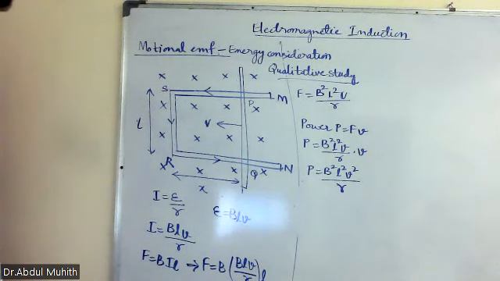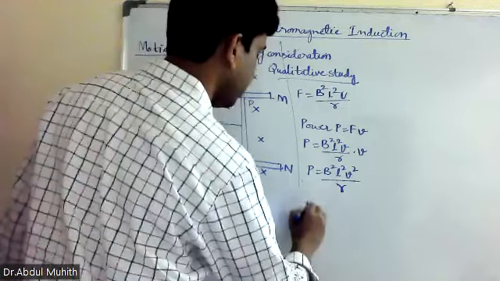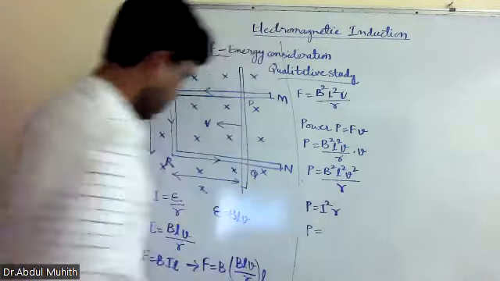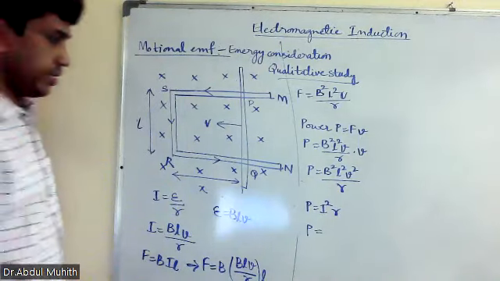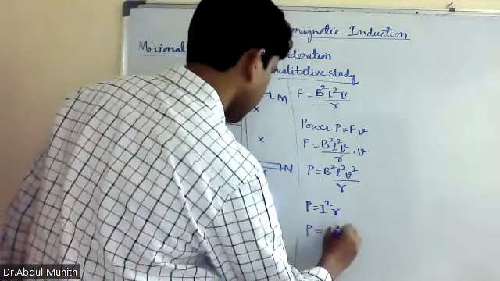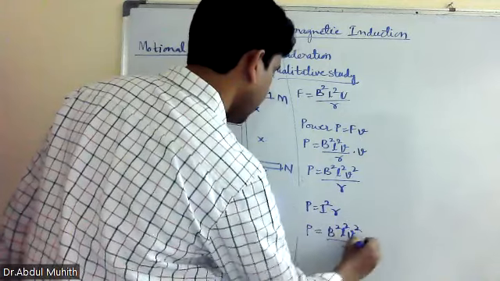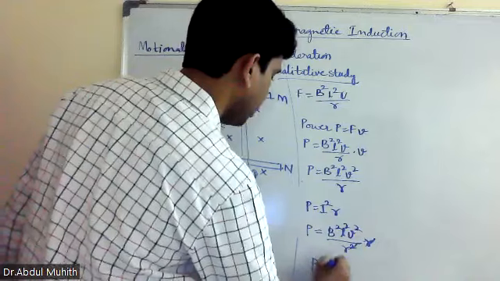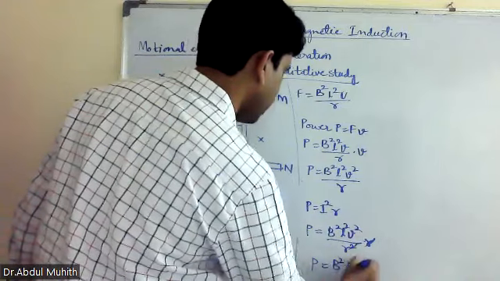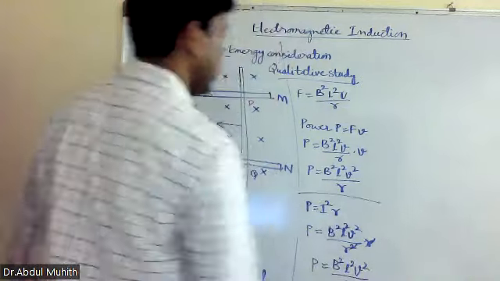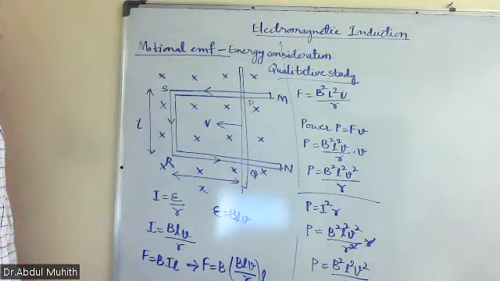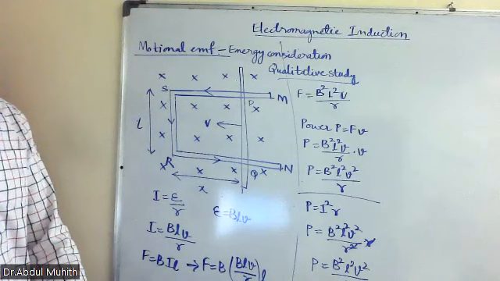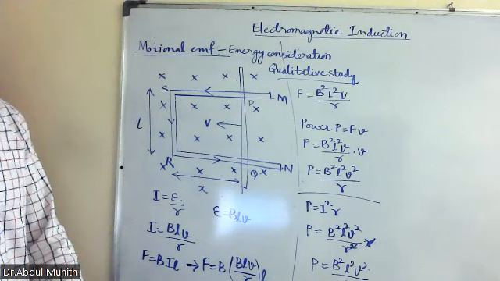Here we can also write P = I²R. What is I? If you simplify, I = BLV/R, so I²R = B²L²V²/R² into R. So this and this will go away, and again we get the same formula: P = B²L²V²/R. So this is the second way of solving. P = FV, and P is equal to the other way, B²L²V²/R.